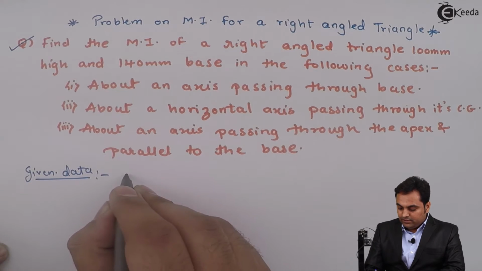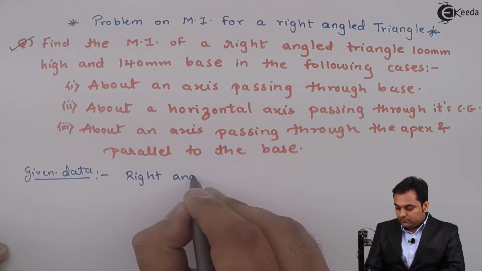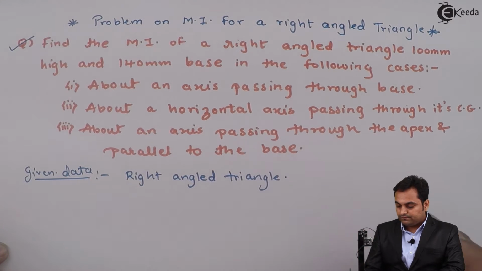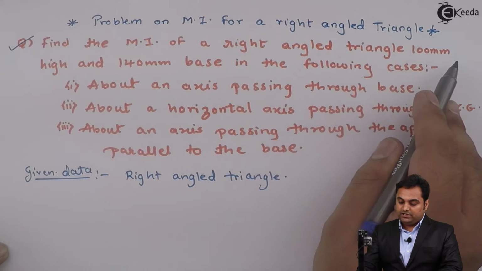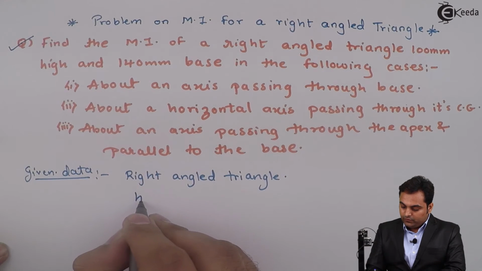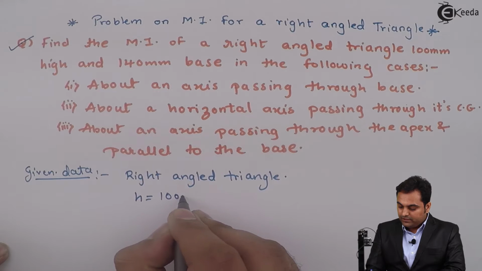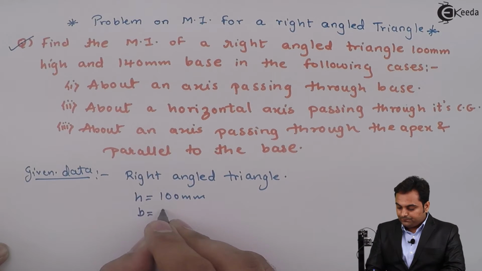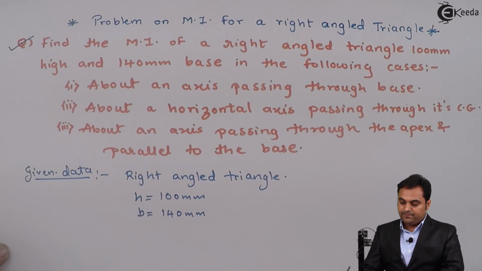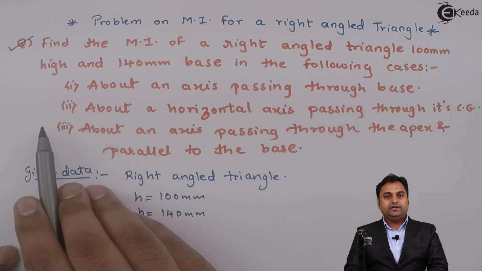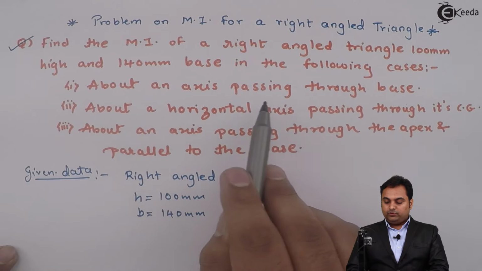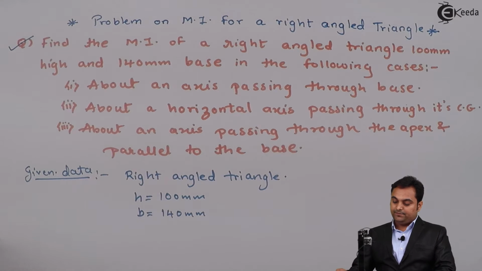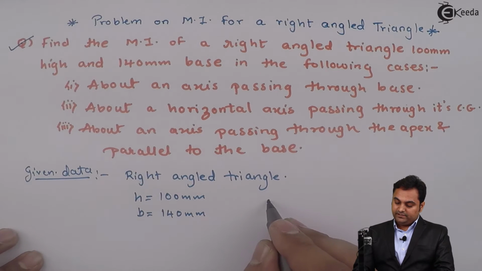that here we have a right angled triangle which is 100 mm high. So height is 100 mm and 140 mm base is 140 mm. In the following cases, about an axis passing through base. So for that purpose I'll just draw a diagram here of a right angle triangle.